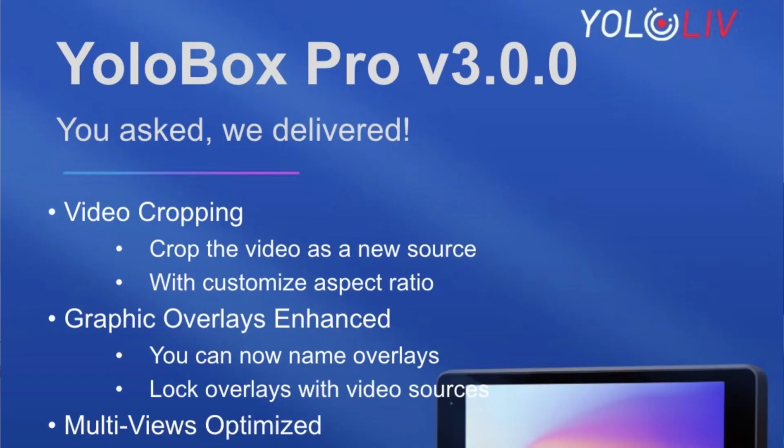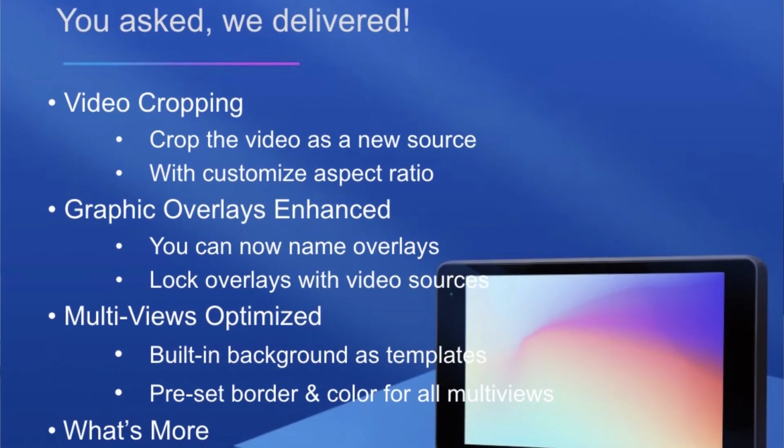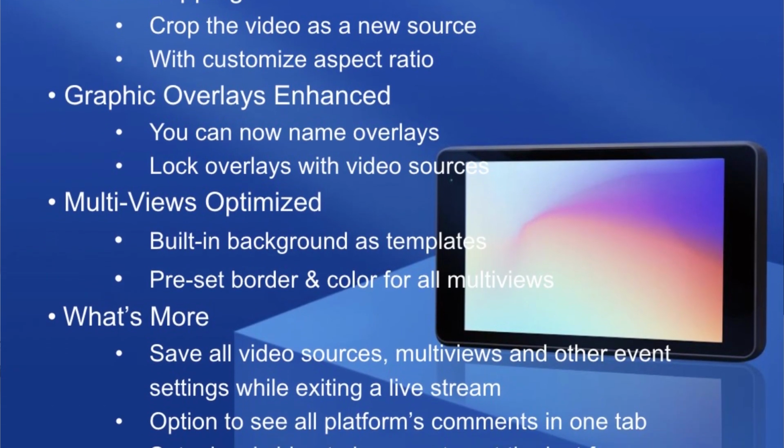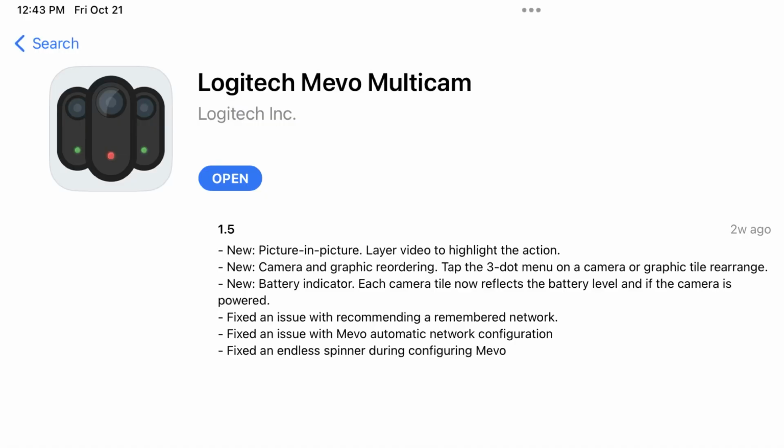At the end of June, we looked at a comparison between the YoloBox Pro and the Mevo Multicam software-wise, feature by feature, what one could do, what the other couldn't, and how the two compared. Since then, both platforms have released a major update. YoloBox Pro is at 3.0, Mevo Multicam is at 1.5, technically 1.5.1, as they've released another update that tweaked a few settings. So let's see how these two have changed.